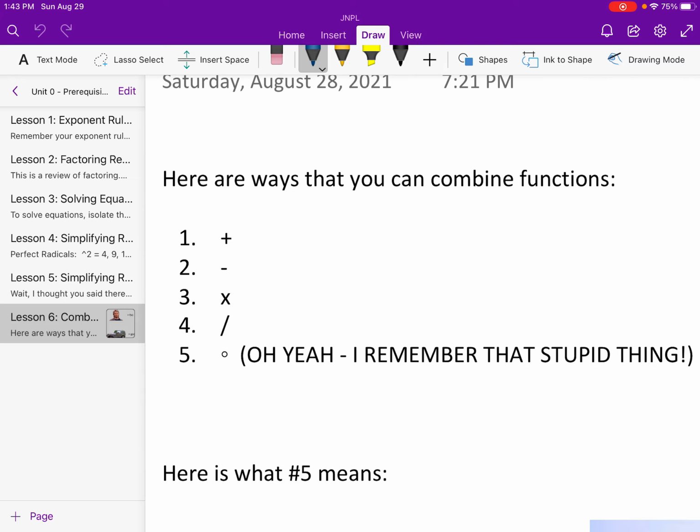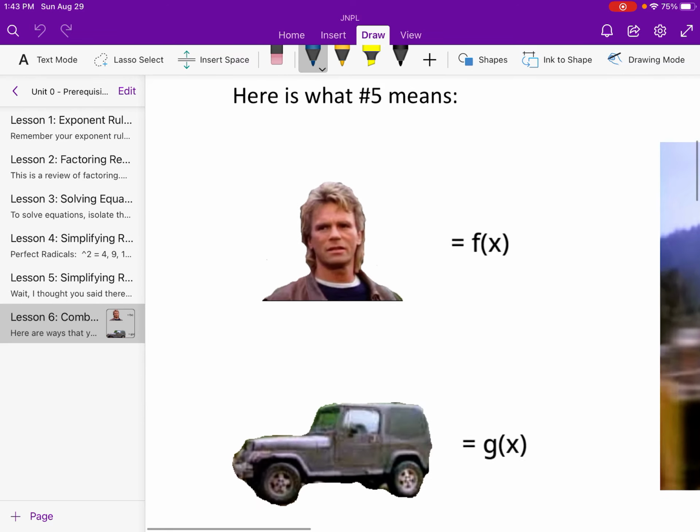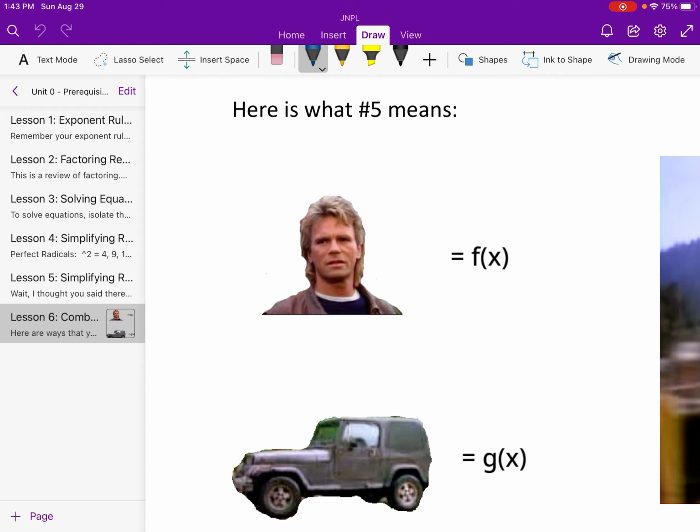That's the composite function. So in case you forgot what that means, here's a visual to see what that means. These are pictures from a show called MacGyver that you might know, but you also might not know. Well, there's a newer version. This is from the older version anyways.